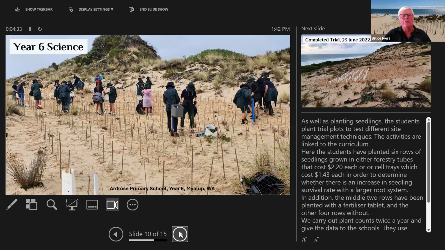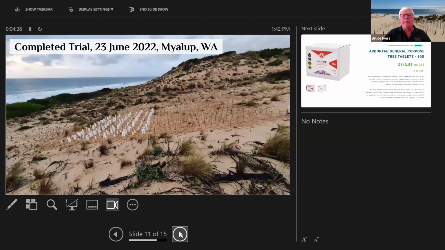And they were also using fertiliser tablets. We'll get to them in a moment. And that's what their trial looked like when they'd finished. So there's a combination of different treatments there. You can see large cardboard tree guards and small cardboard tree guards running across the trial, and then individual plant species running sort of from the left to the right up the hill.